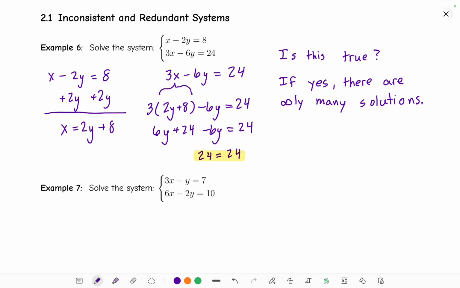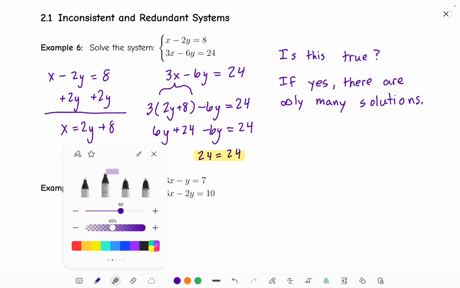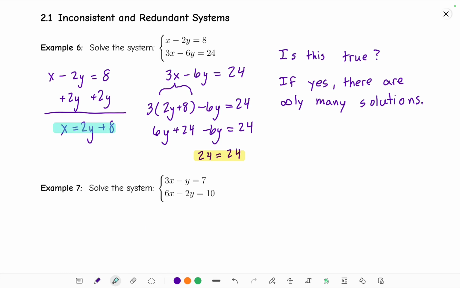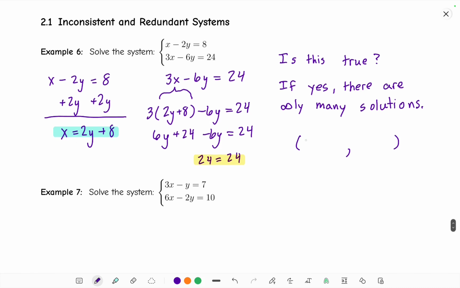Now, sometimes you're still asked to come up with the solutions, because even though there's infinitely many of them, not every number is a solution. And what you do is you look at the equation you solved. Let me choose a different color. We look over here at this. So that tells me for my solution, which is an ordered pair, the x value is 2y plus 8. Or if this was solved for y, then your y value would be whatever this equation was. Just in this specific example, we solved for x.